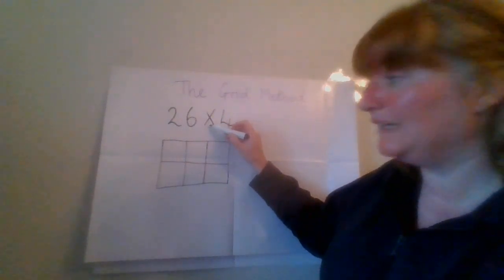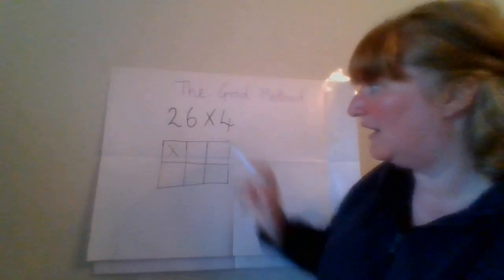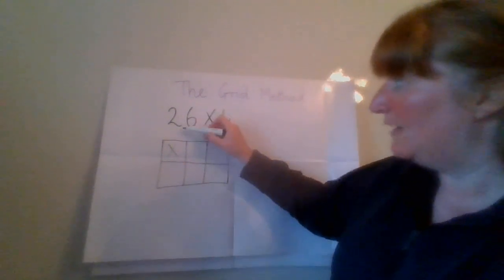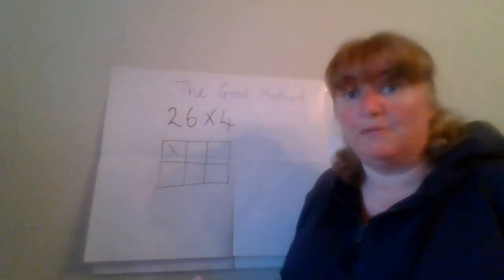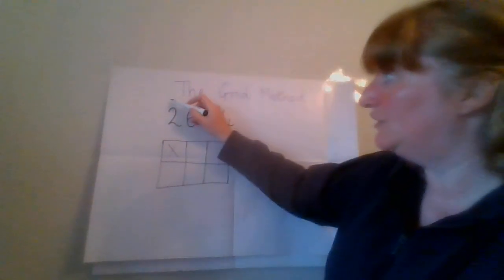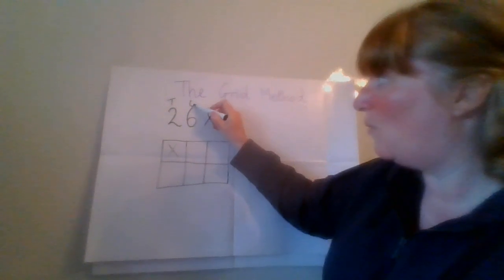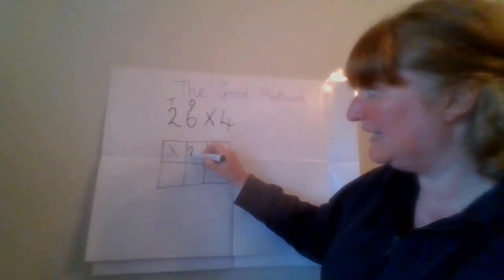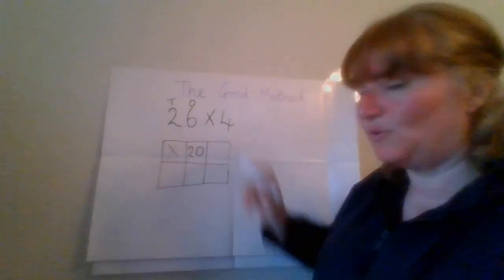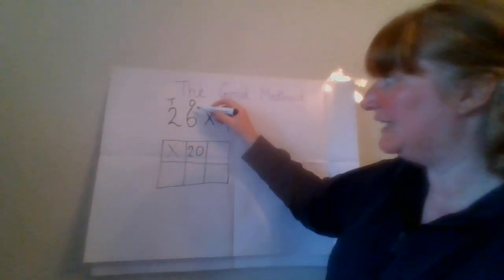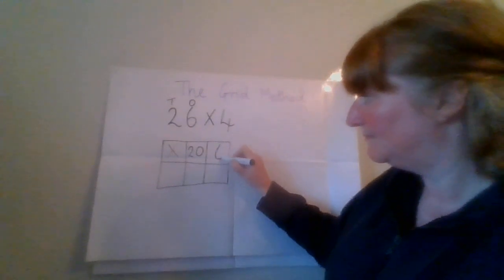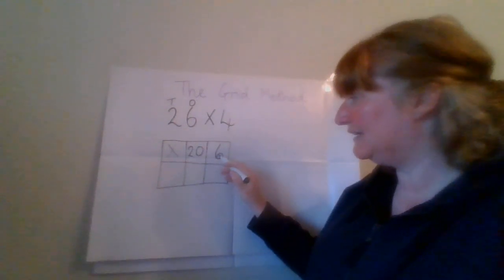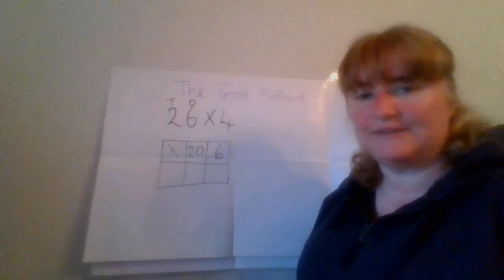First of all, it's a multiplication sum. So in the corner of my grid, I should always put my multiplication sign to remind me that it is a multiplication sum. Then I'm going to split my 26 because it's too large at the moment. So I'm going to split it or partition it into tens and ones. And we can see that I have 2 tens, and 2 tens are 20. I have 6 ones. So I now have the 20 and the 6 all on the top line of my grid.